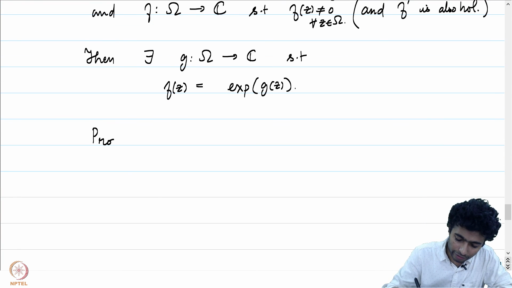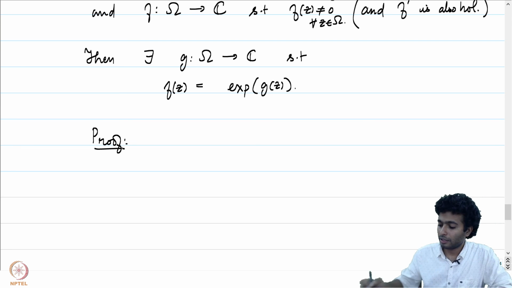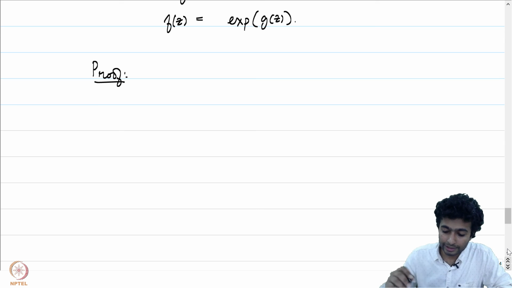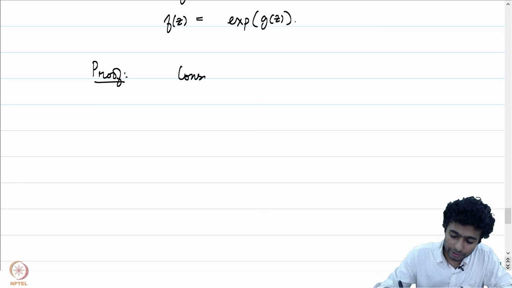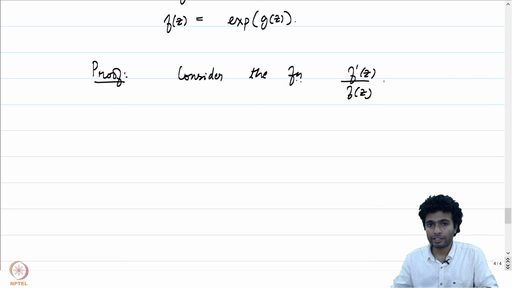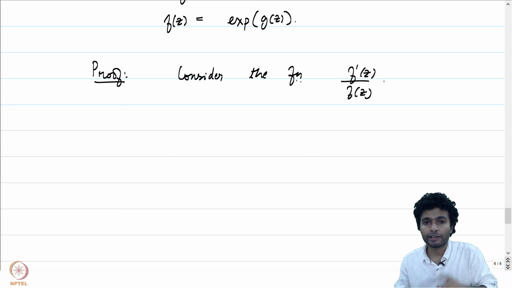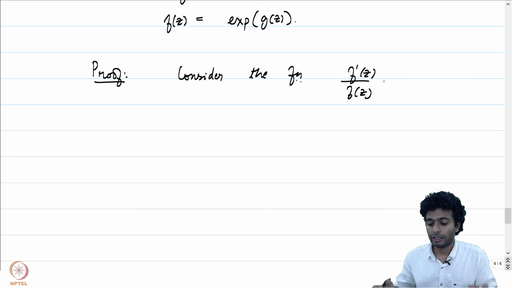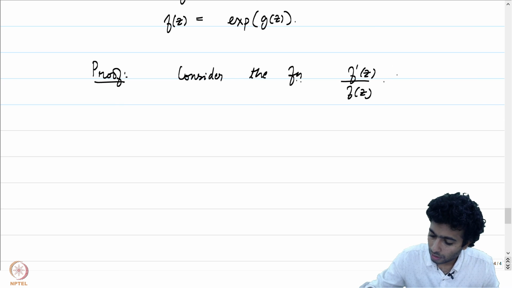The proof is quite straightforward. Now that we have the tool of Cauchy's theorem at our disposal, this can be proved quite easily. Consider the function f prime of z by f of z. Notice that f of z does not vanish in omega. For every z in omega, f of z is not equal to 0. So, 1 by f of z is a holomorphic function, and in particular f prime by f is holomorphic on omega.